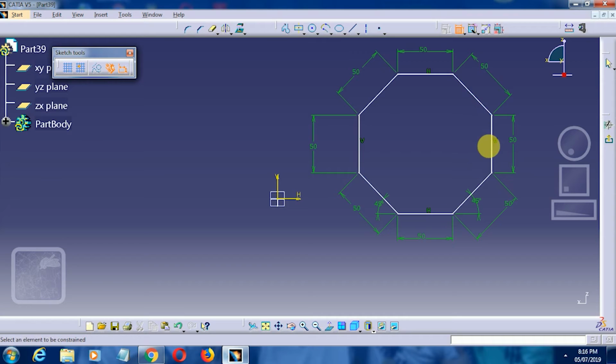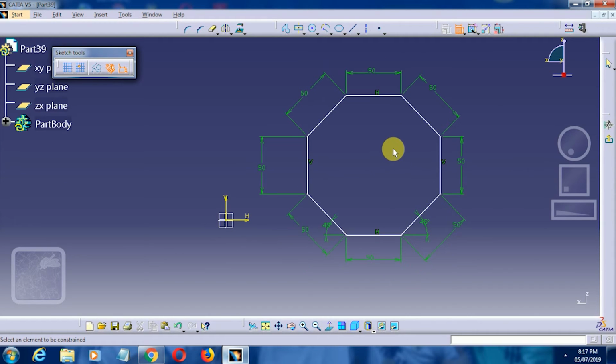The reason why these two lines are already vertical, that makes plenty of sense as well. The entire diagram is now constrained. This is the minimum requirement for an octagon, and now we can move this particular figure.